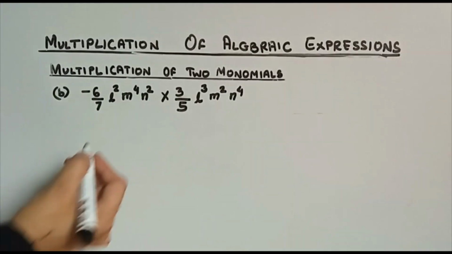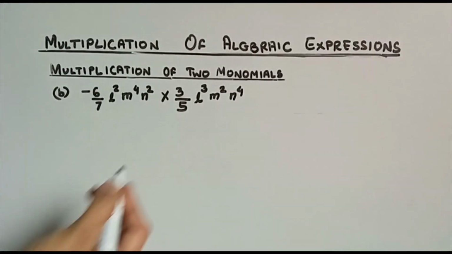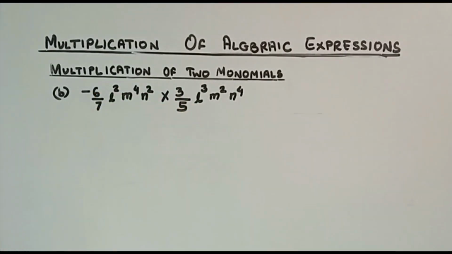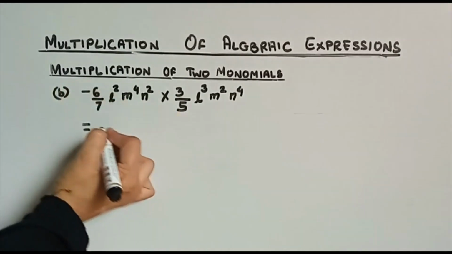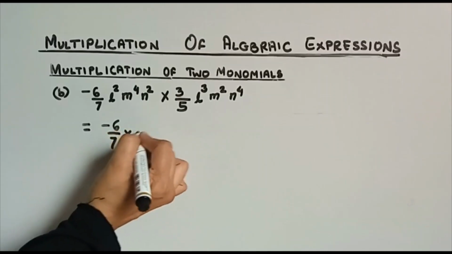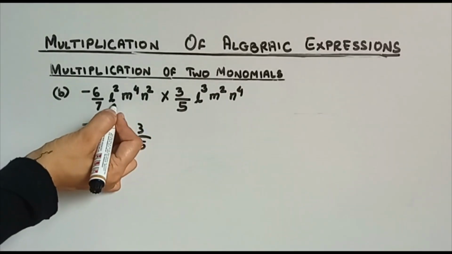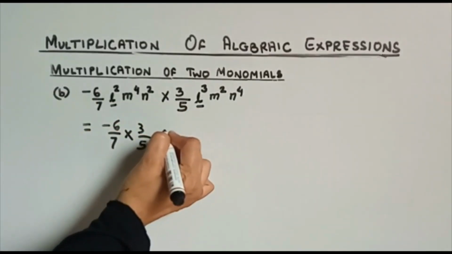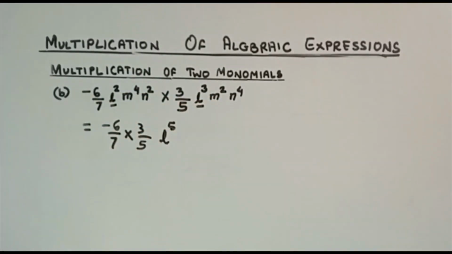minus 6 by 7 l square m raised to 4 n square multiplied with 3 by 5 l raised to 3 m square n raised to 4. Again we are going to do the same thing. We will write the constant term together. So this is minus 6 by 7 multiplied with 3 by 5. Now l raised to 2 and l raised to 3 will become l raised to 5, because the base is same, so we are going to add the powers.